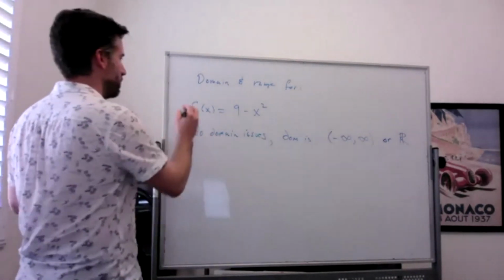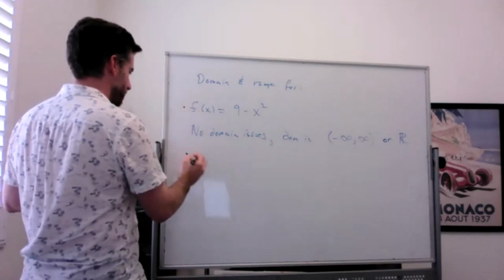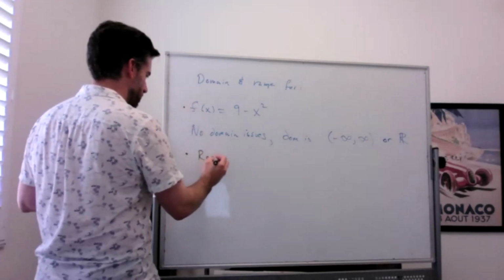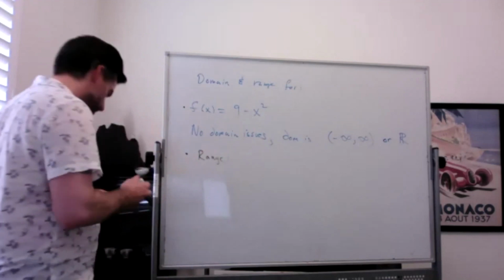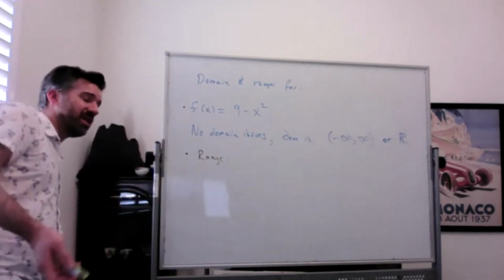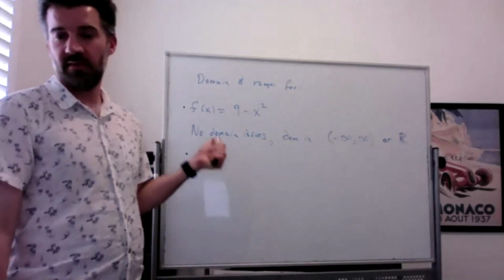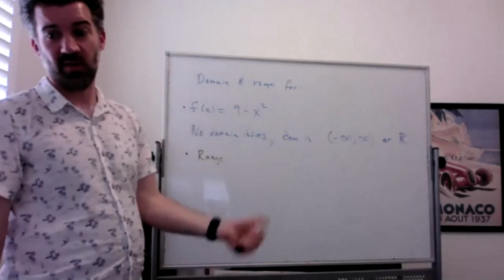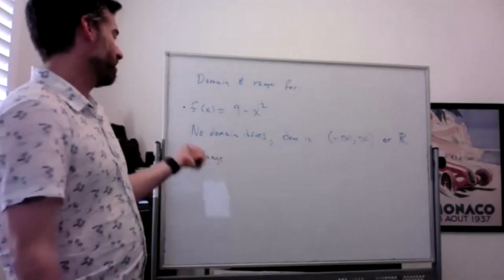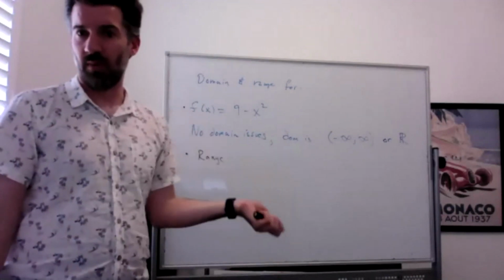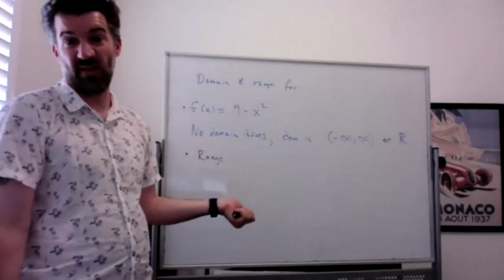The other thing I want to mention is the range here. So range can be a tricky topic. Sometimes we find the range by finding the inverse function and finding the domain of that function. In this case, that's not really what we want to do. Here, we just want to graph it.